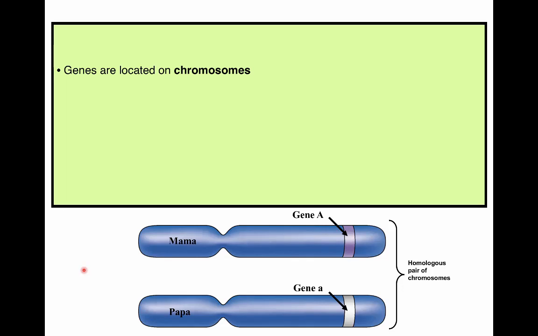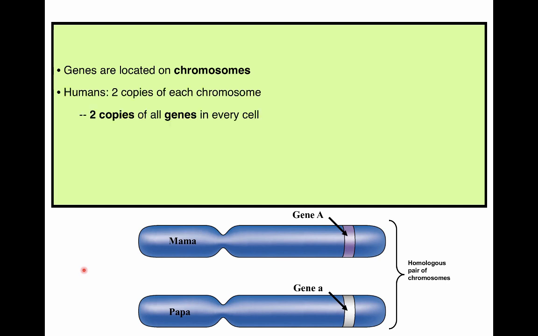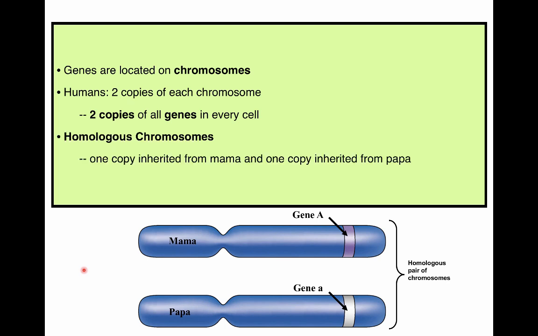So today I'm going to talk to us about meiosis. So a little review on chromosomes to start with. As we all know, genes are located on chromosomes. So for us, for diploid organisms like us, we have two copies of each chromosome. So two copies of each chromosome in every cell, and thus two copies of all the genes on each chromosome in every cell. Homologous chromosomes are the two copies.